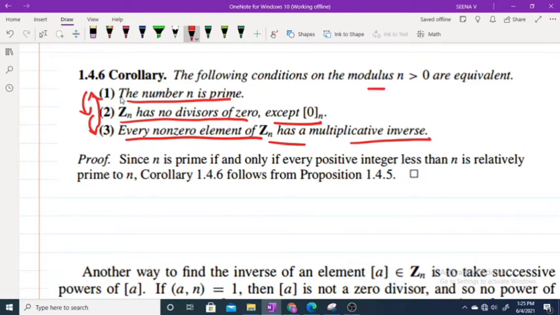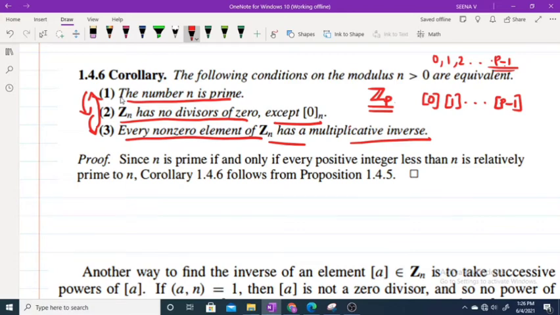Suppose n is a prime. So if you consider n as a prime, Zp. What about Zp? Elements of Zp are 0, 1, etc., up to p minus 1. Clearly 1, 2, etc., p minus 1 are relatively prime to p. So using the previous theorem, every element of Zp has a multiplicative inverse.